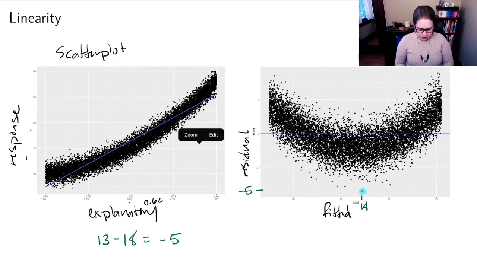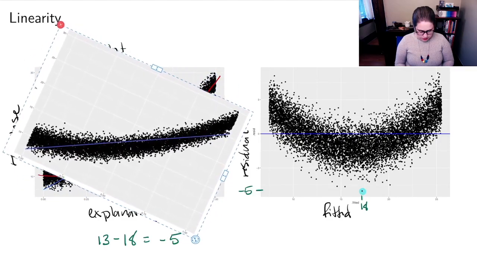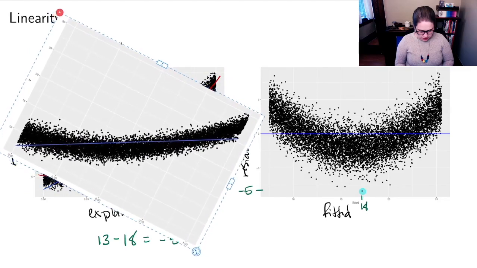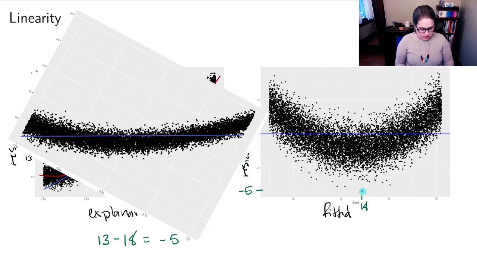So let me see if I can actually just show that to you. If I took this scatter plot and I rotated it so that the blue line was basically flat, I would get this plot here. The scale is a little bit different, so it looks a little bit different, but you can see that the point that we were focusing on becomes this point down here. So that's what you should think about when you look at a residual versus fitted plot. It's like the scatter plot, but just rotated so that the line is the y=0 line.